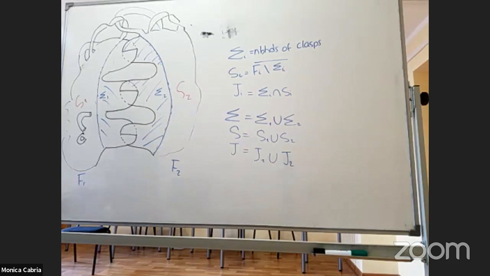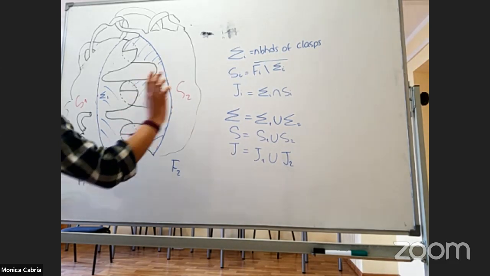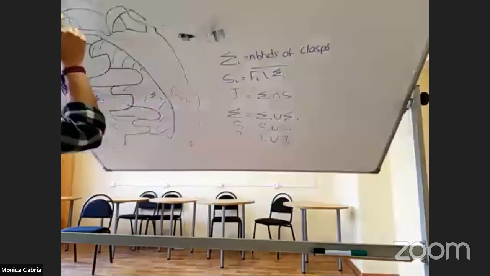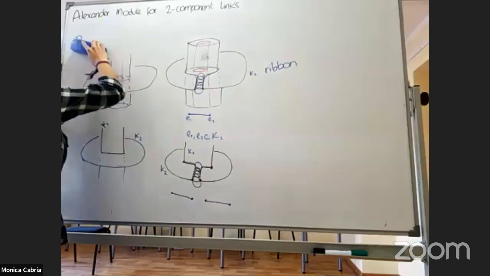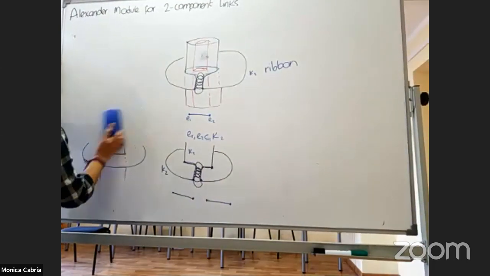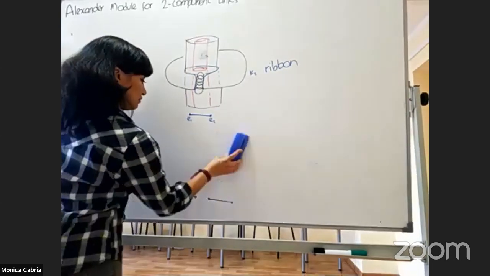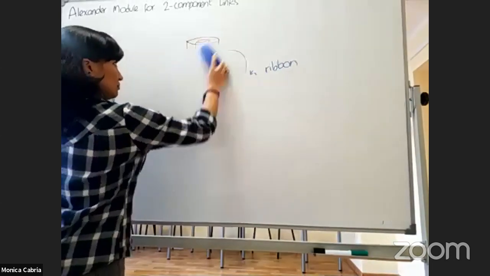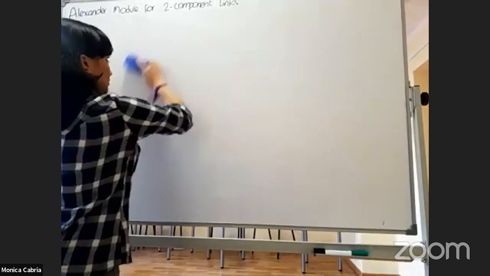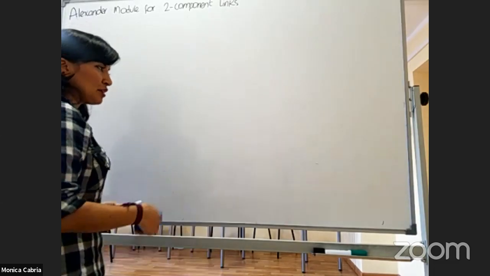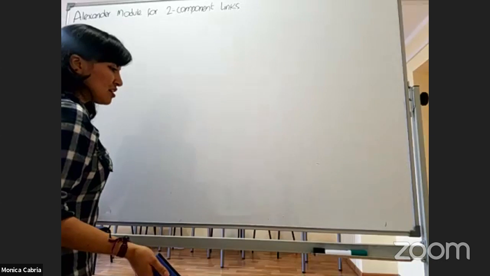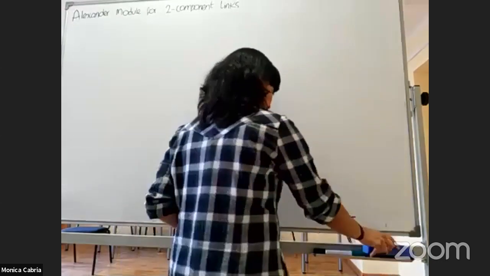So here we have a Mayer-Vietoris sequence. I think I should write it here. Yeah, so here we can easily have a Mayer-Vietoris sequence because we have S and sigma intersecting in a segment, and the union is the F.